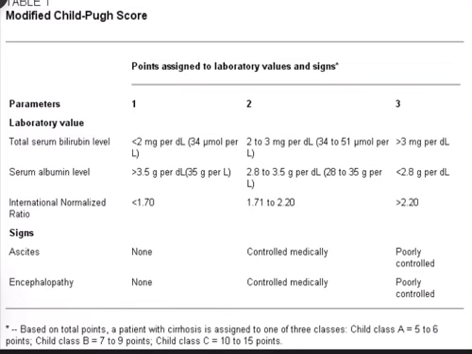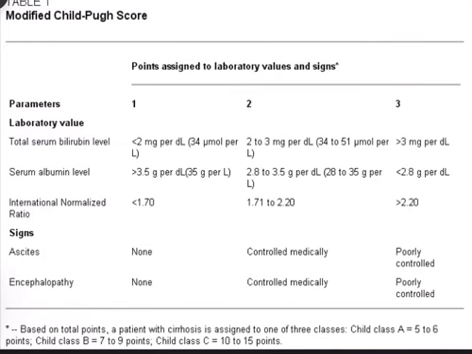Okay? In 2, you do have total serum bilirubin of 2 to 3 milligram per deciliter or 34 to 51 micromole per liter. Then your serum albumin ranges from 2.8 to 3.5 grams per deciliter. And the ratio of them is 1.7 to 2.2. And greater than that will have parameter 3.